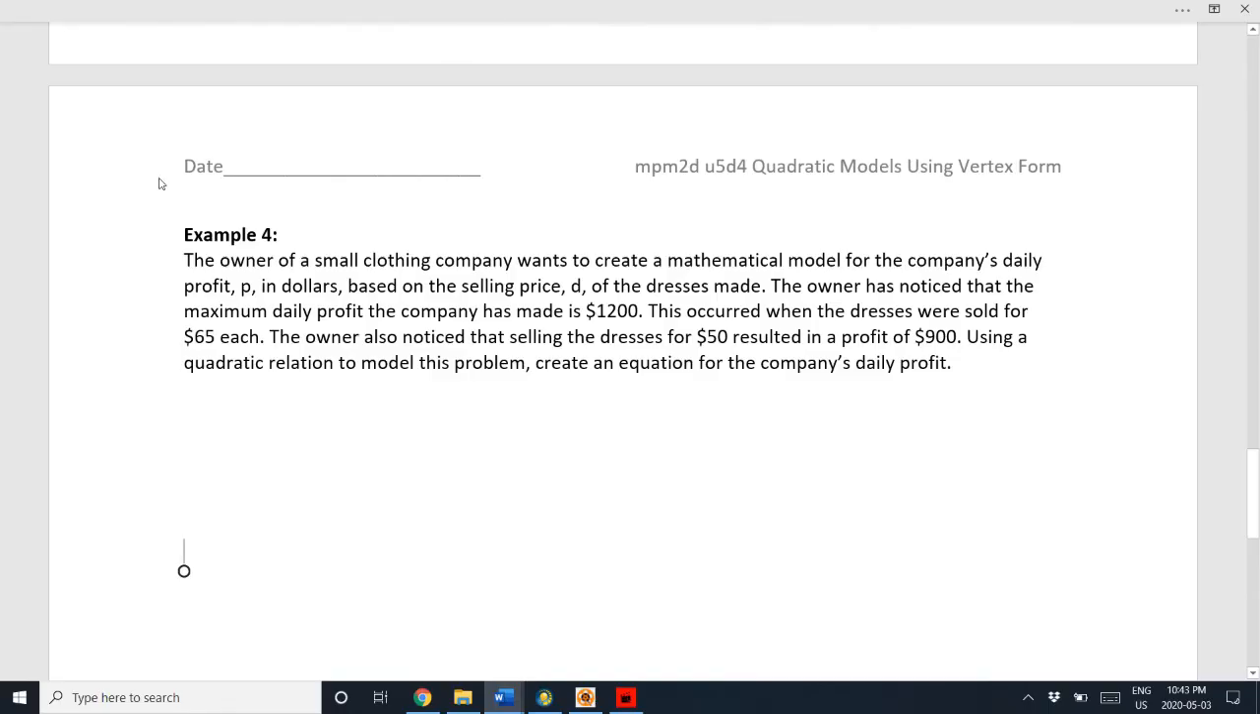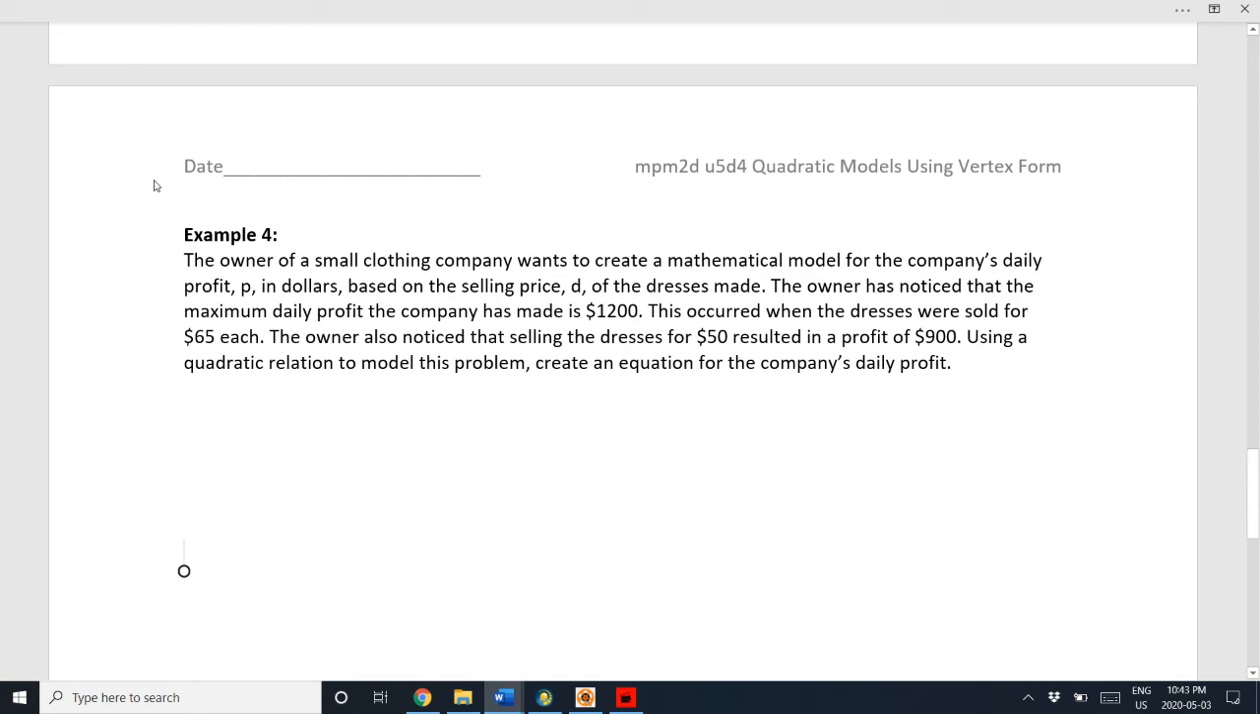Okay, so this is our last example here, and it's very similar to the revenue product value questions that we've done before, except we know the maximum profit and the amount that we're going to be selling our product at. So we're going to use that information and solve for our equation.